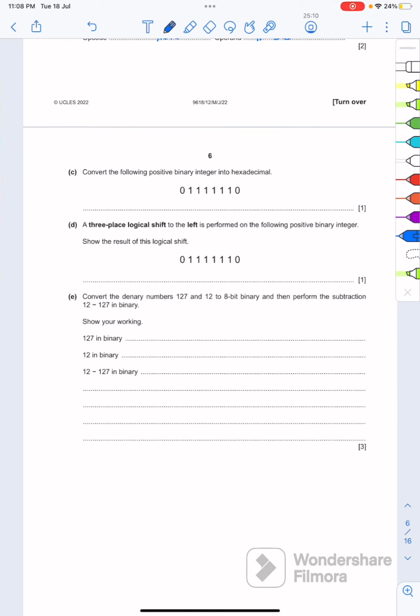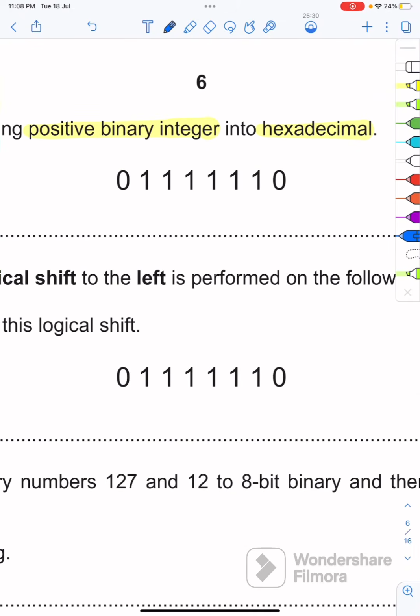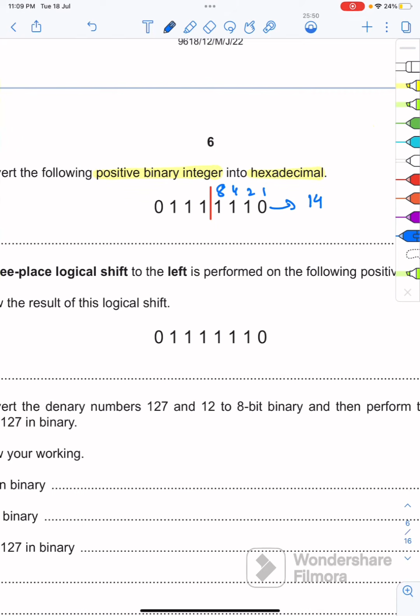All right. Now, convert the following positive binary integer into hexadecimal. So we're converting from binary into hexadecimal. That is pretty straightforward. For hexadecimal, the trick is you just split it into groups of four, so you've got 1, 2, 3, 4. Mark them down as 1, 2, 4, 8. What is this giving us? 2 plus 4 is 6, 6 plus 8 gives me 14. If it exceeds 9, that means it's going to be a letter. If it's from 0 to 9, it's going to be a number.